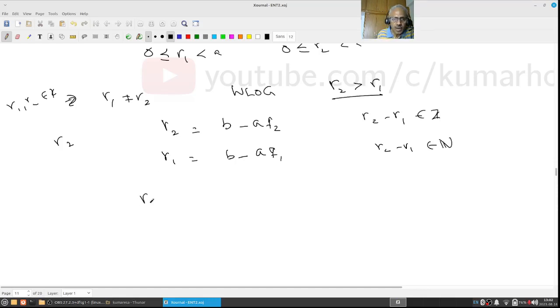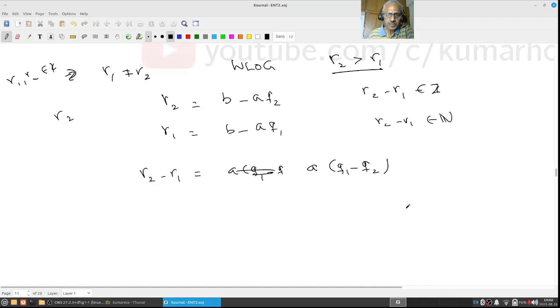Now R2 minus R1 is going to be this minus this, B minus B, and this will be A into (Q1 minus Q2). Let me just make sure, yes, A into (Q1 minus Q2). Are you following? I am subtracting. I hope I did it correctly.